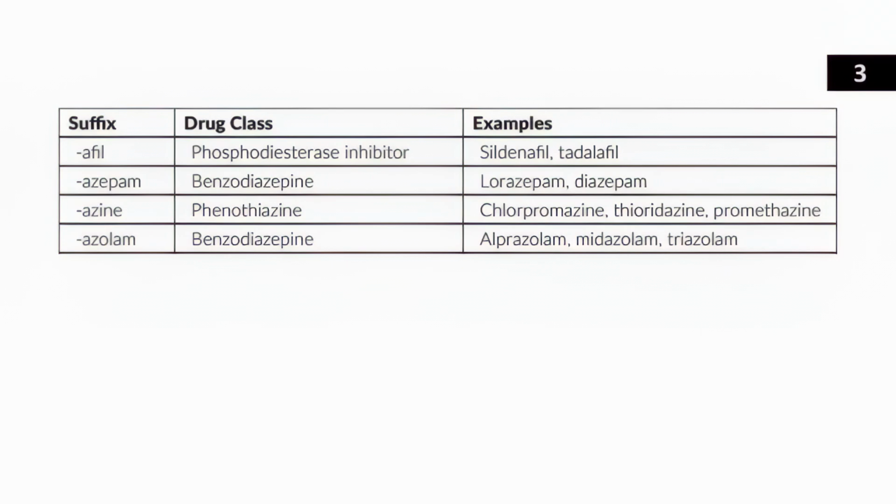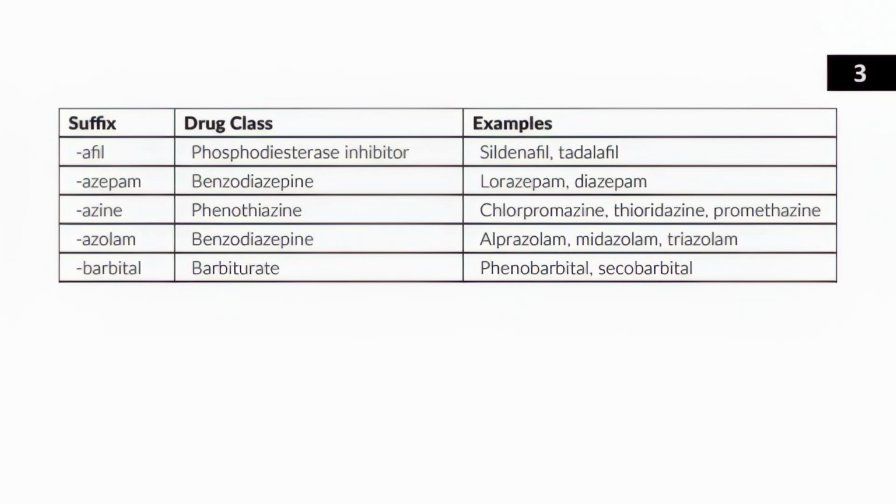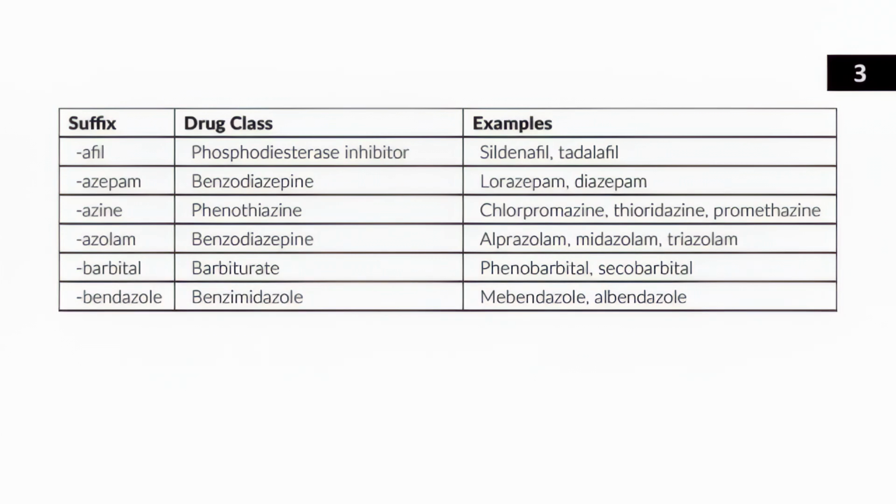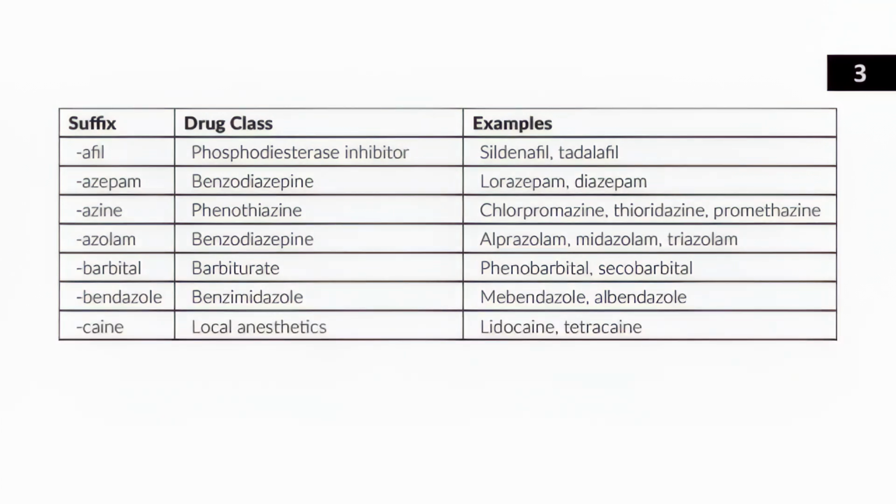Drugs that end in barbital are barbiturates like phenobarbital and secobarbital. Bendazole are antiparasitic drugs like mebendazole or albendazole, which are used for worm infections like helminth infections. You can think about how worms are bendy, and you can use bendazole to treat those. Caine are the local anesthetics like lidocaine and tetracaine.